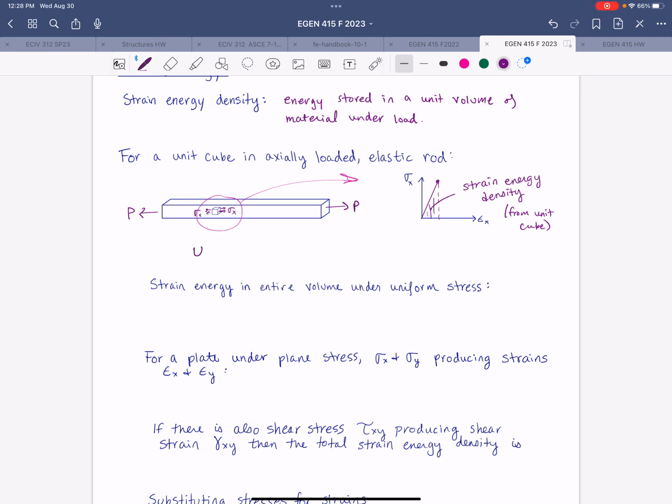All right, so we can refer to that as a lowercase u with an underscore to represent the strain energy density. And to calculate it, it's simply 1/2 times the normal strain in x times the normal stress in x. All right, so that's the area under that curve.